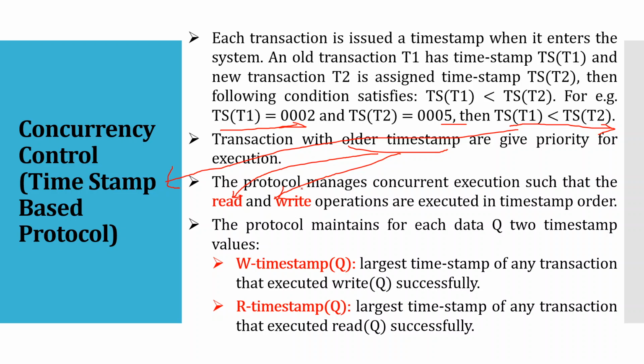So if a transaction wants to write or update anything, it will be given a W timestamp. If a transaction wants to read anything, it will be given an R timestamp. That is what you should remember, right? Is this clear? Is this clear, everyone?